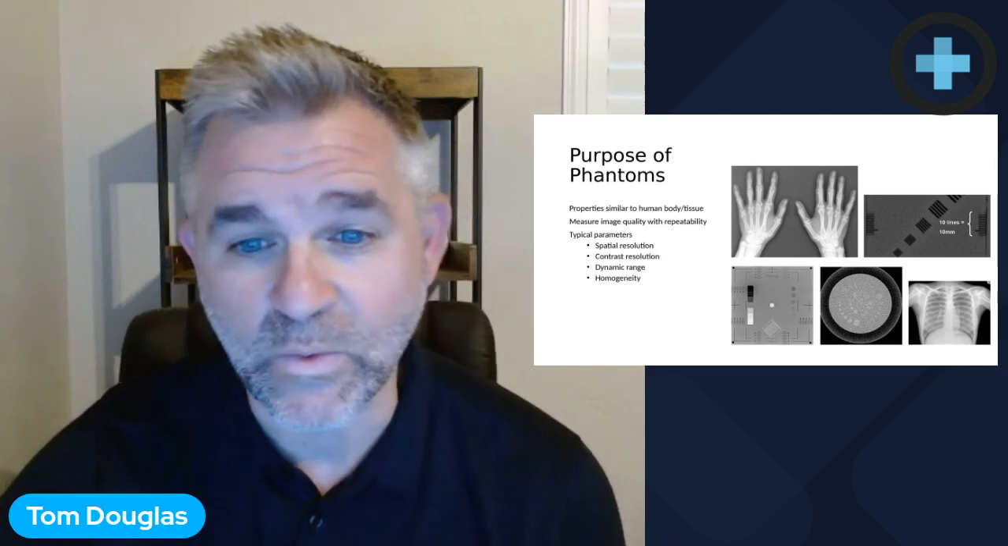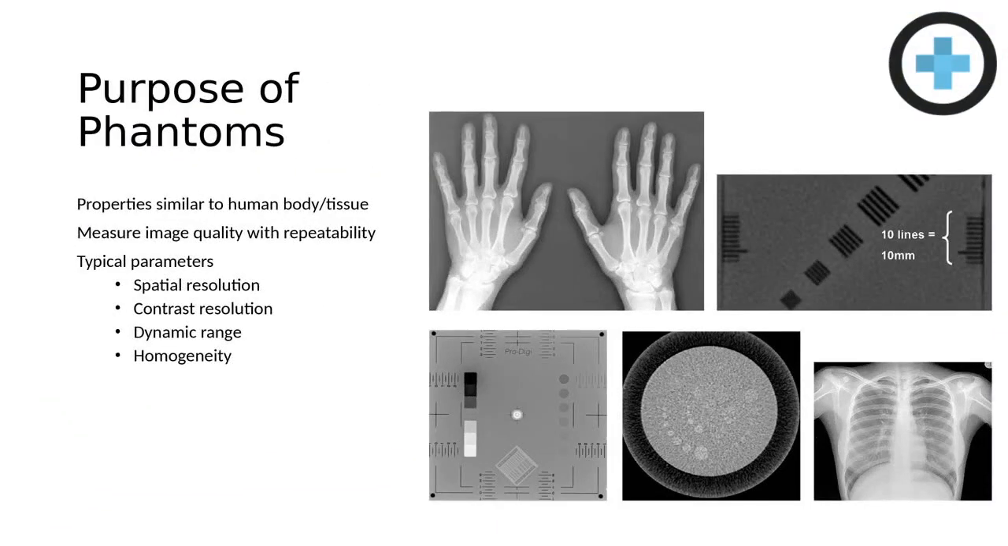So let's jump into the purpose of phantoms. Phantoms are basically tools that mimic the human body and tissue, and we want something that we can have a repeatable image to verify the best possible images. They're specialized tools that we use to simulate human tissue and organs and serve several critical purposes. They provide a consistent standard for calibrating and testing diagnostic imaging systems. They ensure that our machines produce accurate and reliable images.